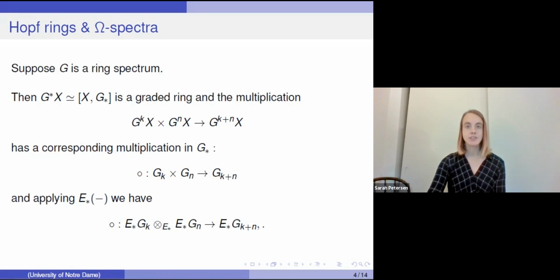If we have additional structure and G is a ring spectrum, then the cohomology of a space X is a graded ring, and this corresponds to a graded multiplication on the spaces of the spectrum. Applying E homology, we get a circle product, making the E homology of G a Hopf ring.